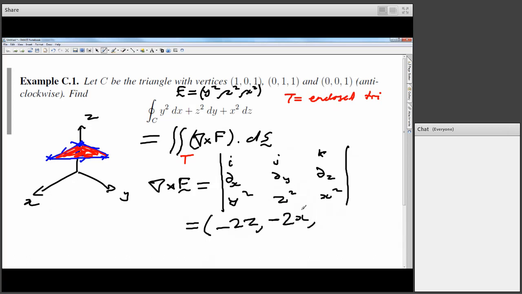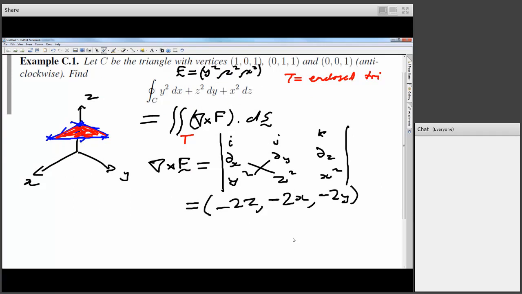And in a similar way, taking this sort of product, the partial derivative of z squared with respect to x gives you nothing, minus the partial derivative of y squared with respect to y gives you 2y. So that's the curl in this case. So stop me if you have questions. And so that's what we're going to plug into here.